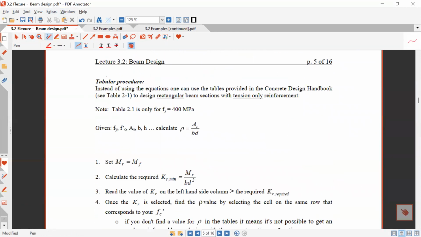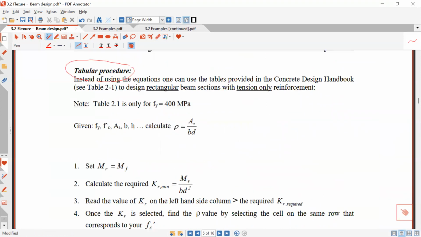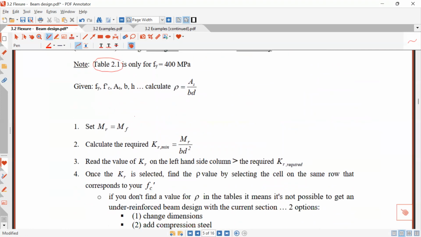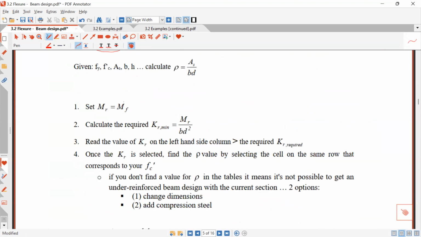What's the third way? It's using those concrete design handbook tables. We saw it. We can use it for beam analysis. We can also use it for beam design. If the beam is rectangular and it has tension only reinforcement, we can use that table. We saw table 2.1 to solve. The only thing is now we're going to do it backwards. Instead of solving for MR, we're going to solve for a KR that's needed. So we're going to set MR equals to MF, and then in that table, we're going to look for the KR minimum that we need.